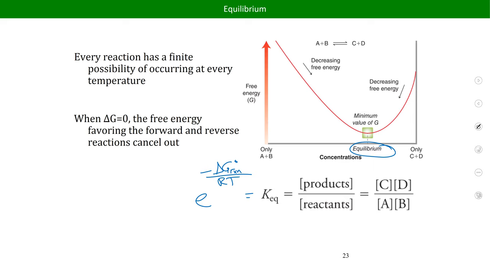We could do some stuff with Q, defining Q and turning that into the delta G value for that particular mixture. Like if you were starting right there in terms of concentrations, you can wind up plugging in Q instead of KEQ and get actual forces and things like that. So you're making the right connections there.